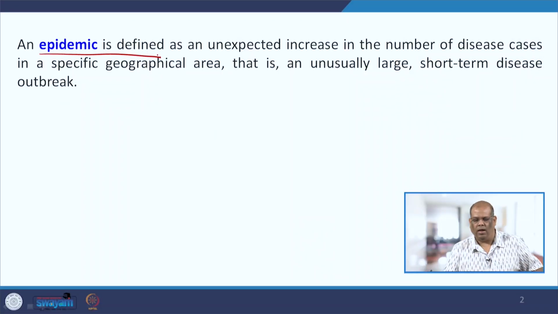So what do you mean by epidemic? An epidemic is defined as an unexpected increase in the number of disease cases in a specific geographical area, that is, an unusually large short-term disease outbreak. For example, you have seen COVID-19. So that is an epidemic.